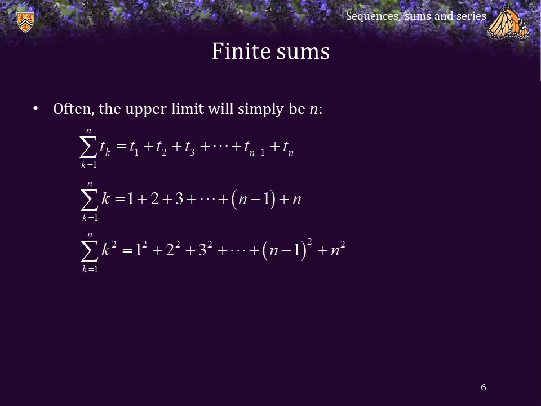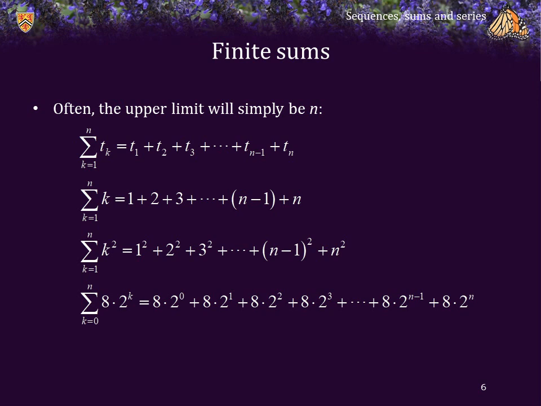Alternatively, we may have the sum of the squares with the integers going from 1 to n, and so this would be 1 squared plus 2 squared plus 3 squared all the way up to n squared. Or we may have the following sum where, again, we are just substituting values of k going all the way up from 0 to n.